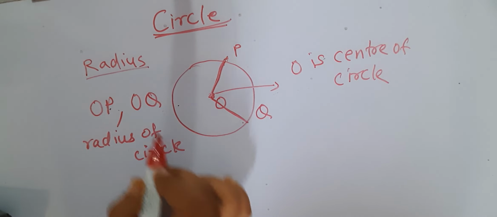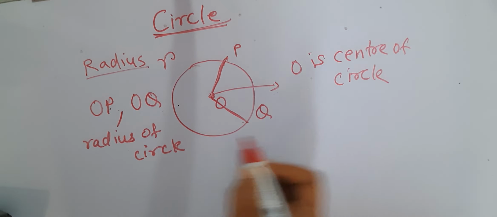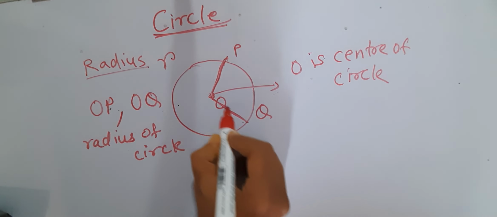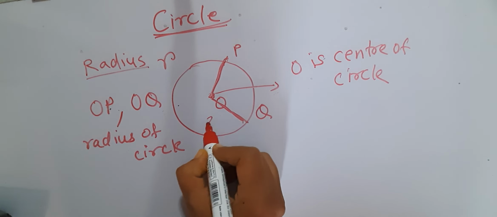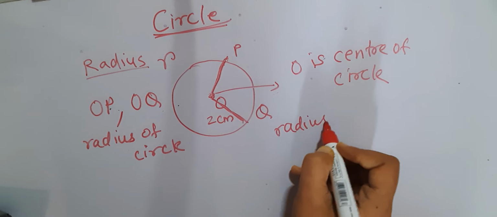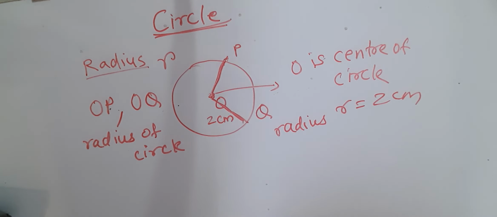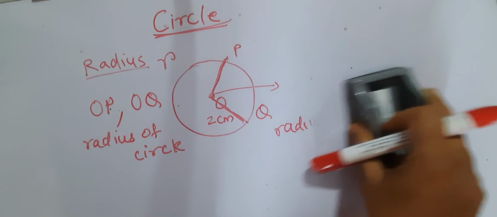Radius is represented with R. We represent radius with letter R. So for a circle, suppose OQ is 2 centimeter, then we can say the radius of circle is R equals 2 centimeter.